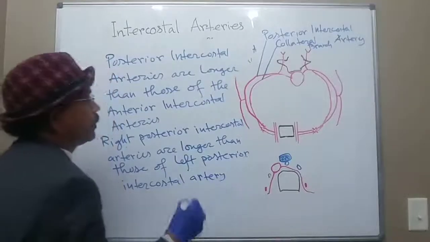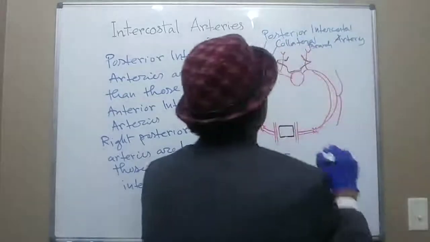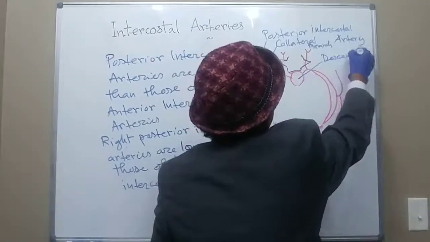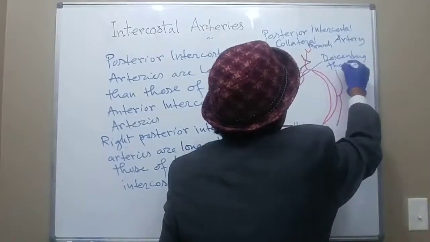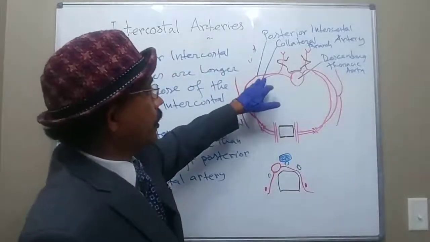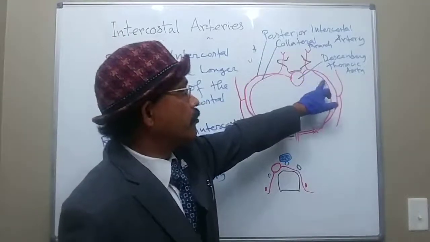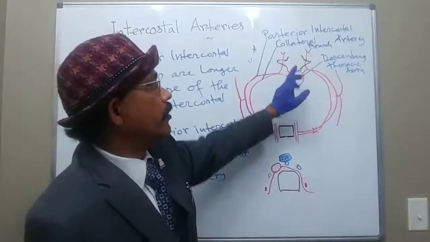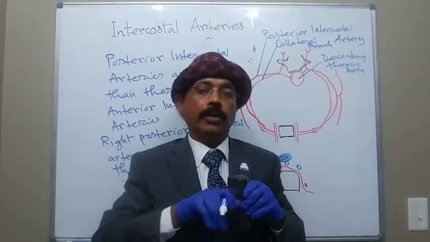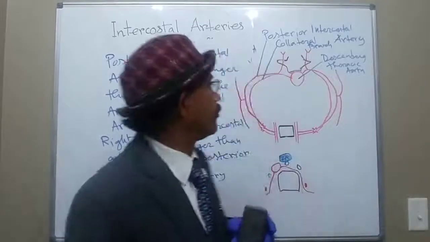Okay, we got that. So if you go there, this posterior intercostal artery, branch of what? Here, what is this? This is the descending thoracic aorta. This is the right-sided artery. It is longer. This is the left posterior intercostal artery. This is shorter. The idea is that the descending thoracic aorta is not exactly in the midline. It is a bit left. That's why right-sided arteries are longer than the left-sided posterior intercostal arteries.